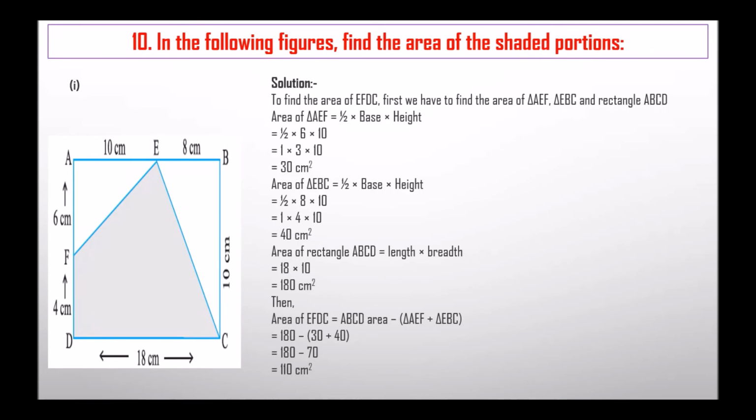Area of triangle EBC, that is half into 8 into 10. We can cut 2 and 8. So half 1 into 4 into 10, that is 40 centimeter square. Area of rectangle ABCD equals length into breadth. So 18 into 10, that is 180 centimeters square. So area of EFDC equals area of rectangle ABCD minus bracket triangle AEF plus triangle EBC, that is 180 minus 30 plus 70. 180 minus 70, that is 110 centimeters square.